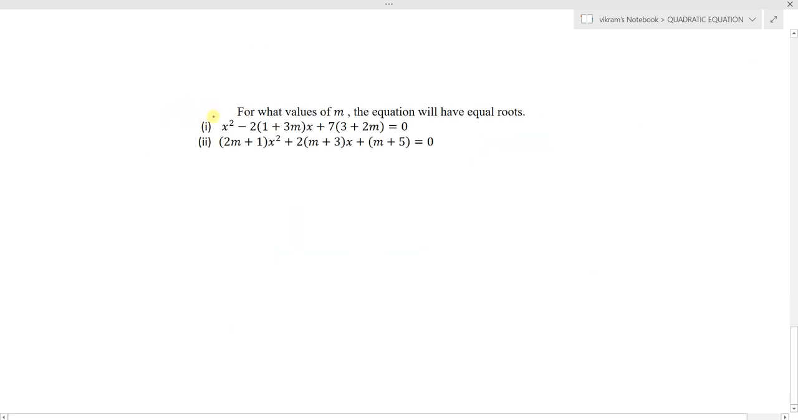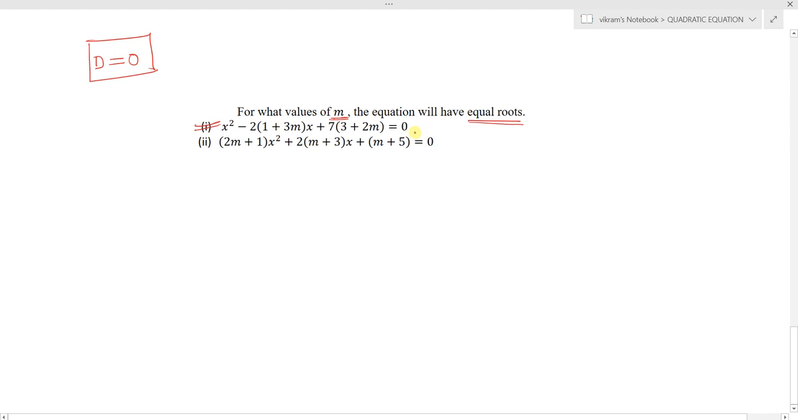So the next problem: for what values of m will the given equation have equal roots? He has given the condition. The given quadratic equation has equal roots. When will a quadratic equation have equal roots? If the discriminant equals 0, then the quadratic equation will have equal roots.